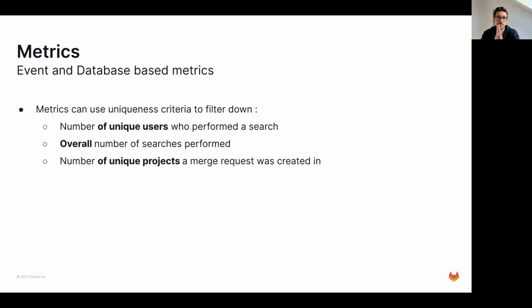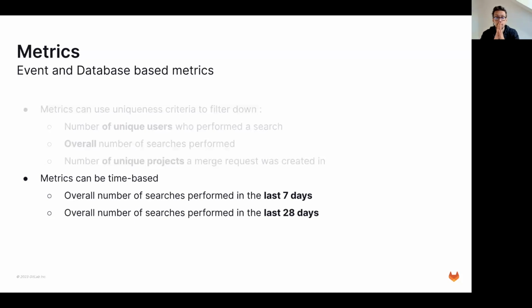In the case of event and database-based metrics, metrics can use uniqueness criteria to filter them down and to get additional information. So instead of looking at just the overall count of times a search was performed, you could look at things like the number of unique users who performed the search. You can even also look at other things that you've sent with the event. So if you store an event that always includes the project ID, then you can look at the number of unique projects this event was created in. So an example would be the number of unique projects a merge request was created in.